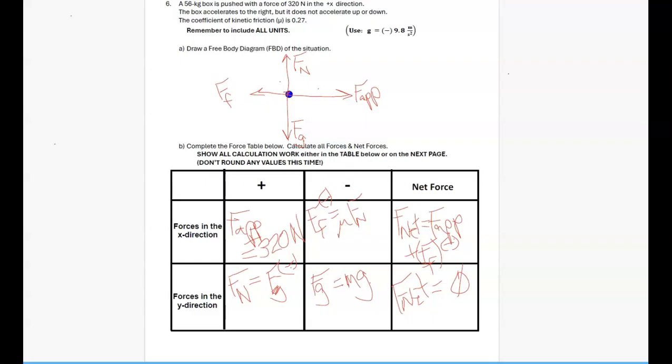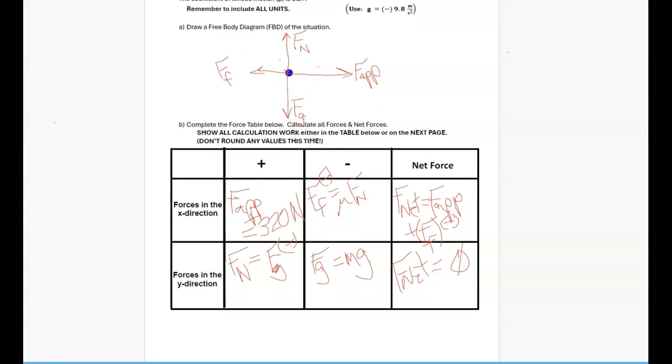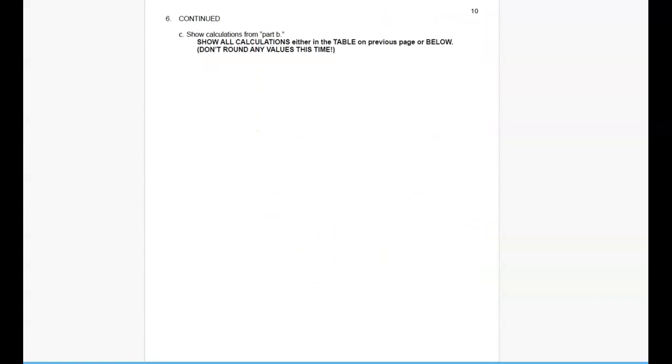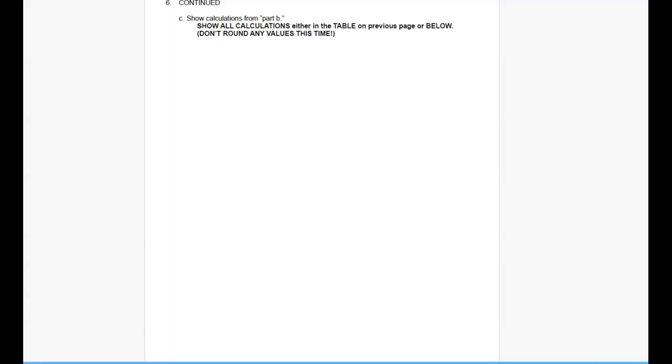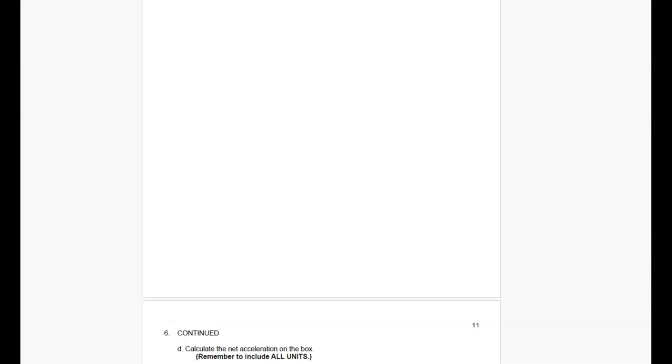Well, you notice for part B, it says show all calculation work either in the table, we don't have a lot of room here, or on the next page. So what we want to do is continue to the next page and do all our calculations. And you'll notice we have a whole page for that. If we scroll down to the very next page, it says calculate the net acceleration on the box. So ultimately, we're determining the acceleration on the box, and there are a number of things we're going to have to calculate along the way.